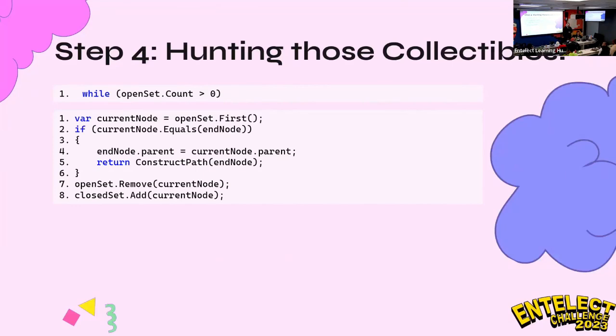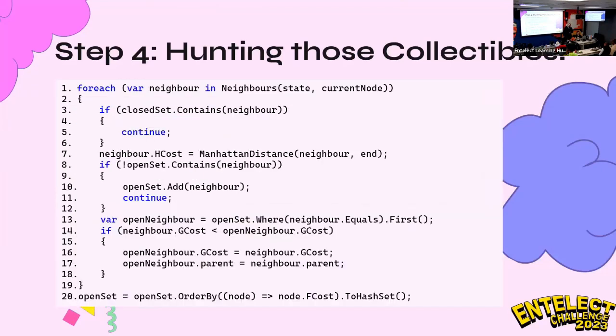Otherwise, we move the current node into the closed set. We're done with it now, and we continue. And we also remove it from the open set. So now we get all the neighboring nodes, and we loop through all of them. If we've already processed that node, we just ignore it and skip on to the next one.